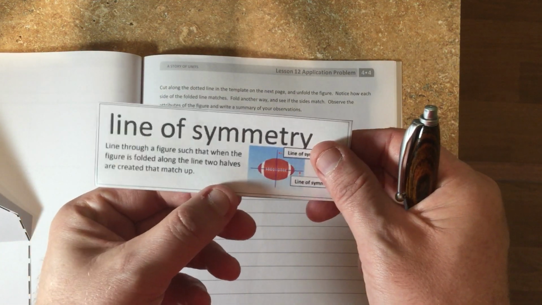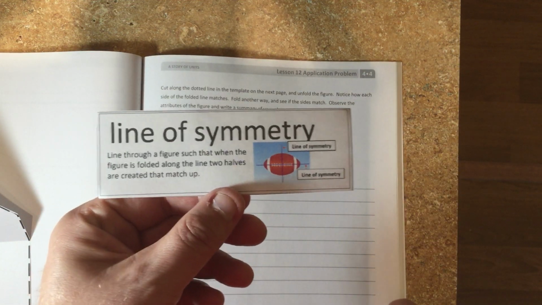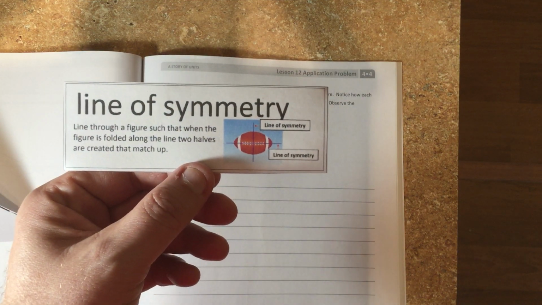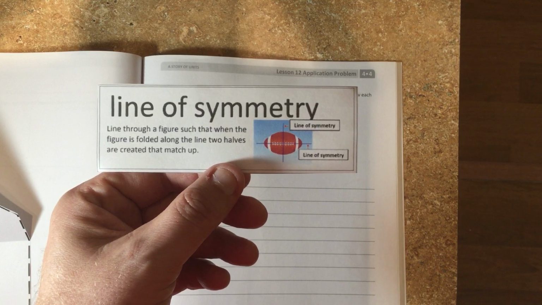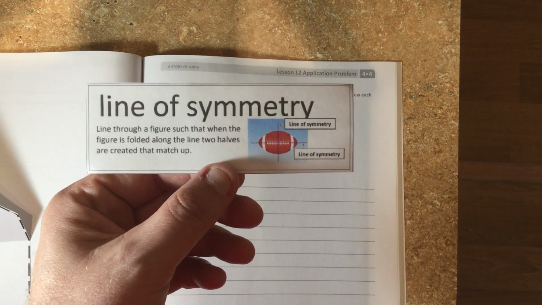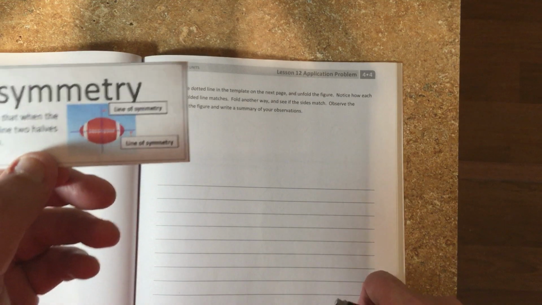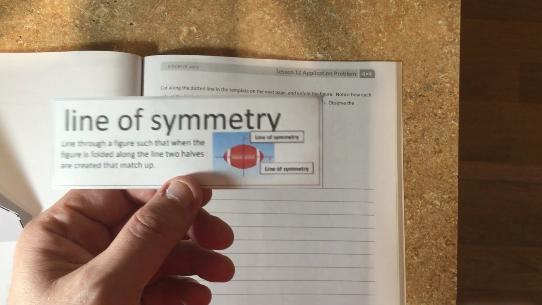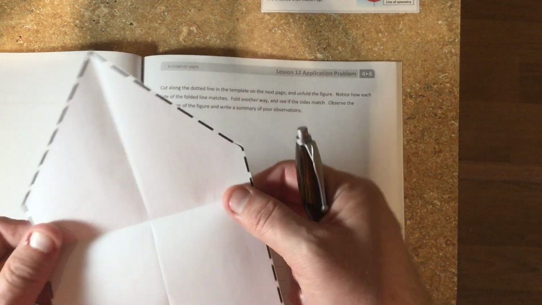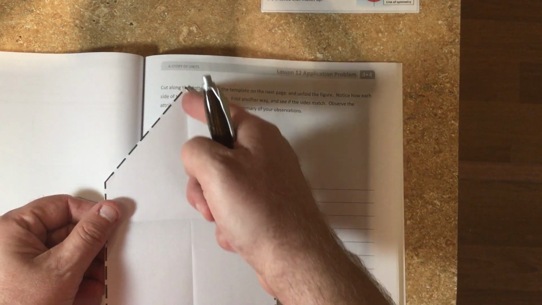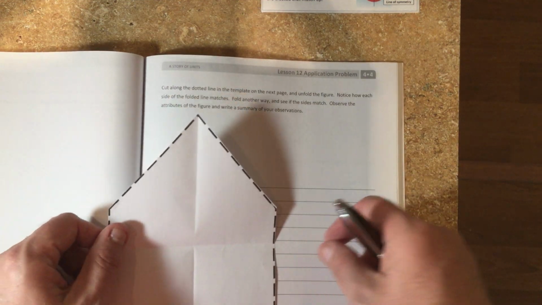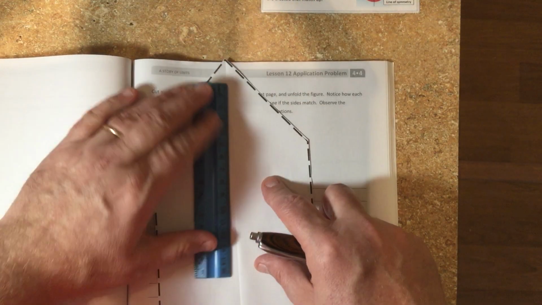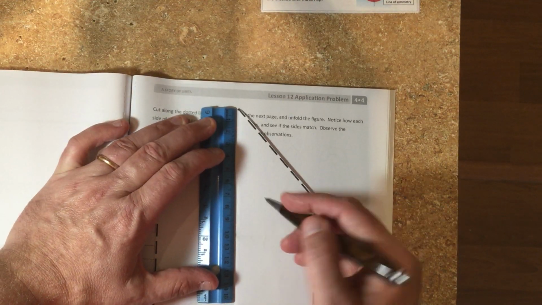And I have the vocabulary card here, and it says a line of symmetry is lines through a figure such that when the figure is folded along a line, two halves are created that match up. And they give an example here of a football, both vertically and horizontally. And so we could say that this figure here has a vertical line of symmetry, and I can go ahead and mark that. I'll find my ruler here and trace that with a ruler.